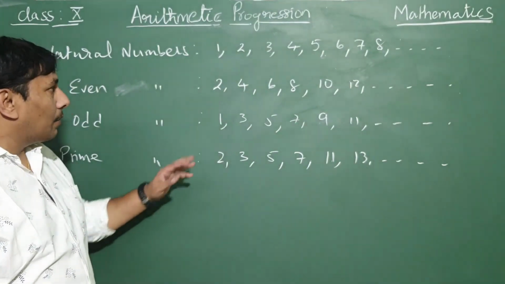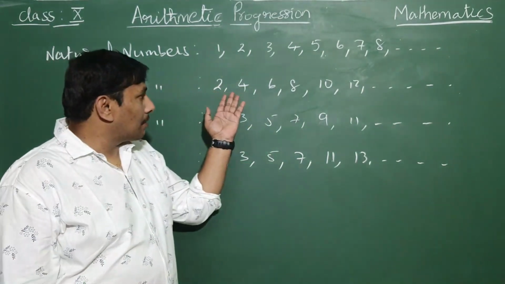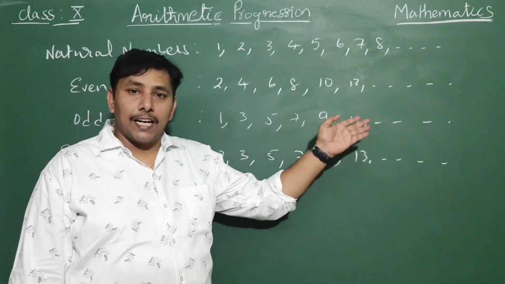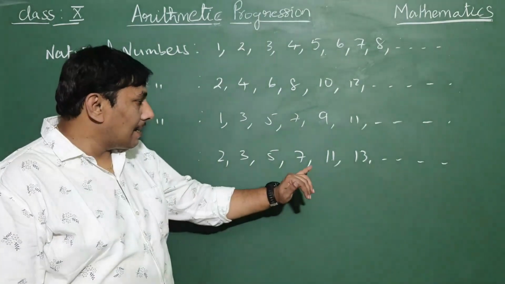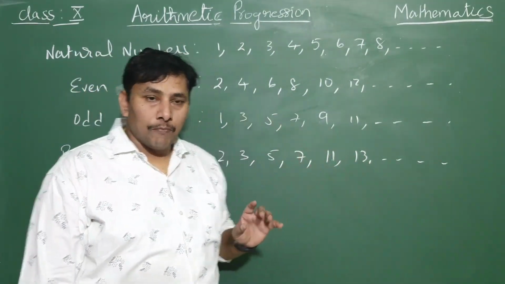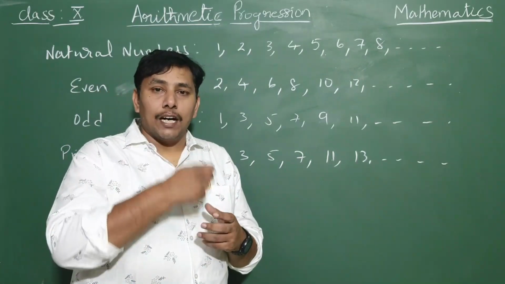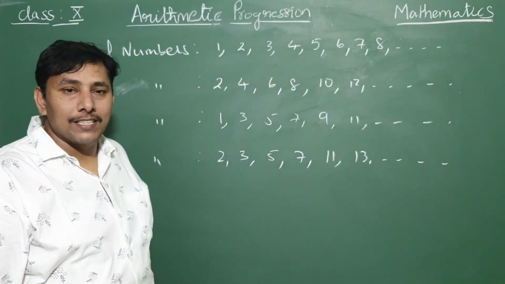Now natural numbers are 1, 2, 3, 4 and so on. Even numbers are 2, 4, 6, 8 and so on. Odd numbers are 1, 3, 5, 7, 9 and so on. And prime numbers are 2, 3, 5, 7, 11, 13 and so on. If you observe all these numbers, we can find a common thing here. So let us see what that is.